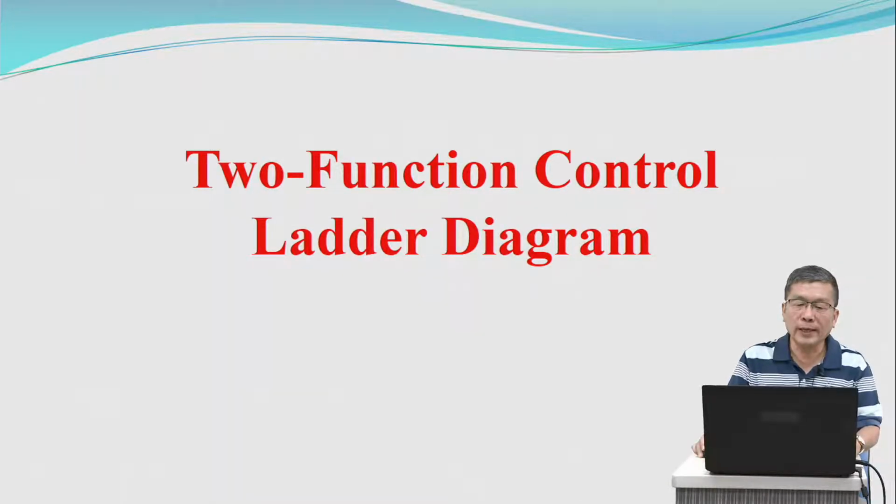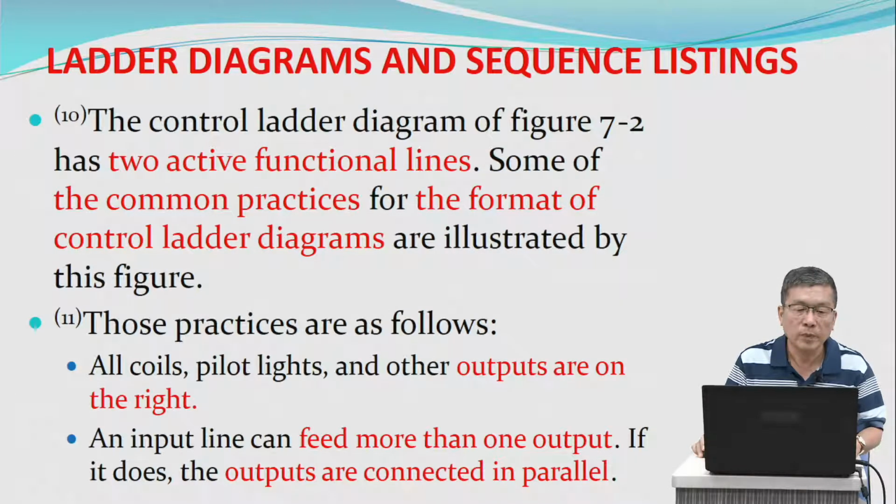Two-function control ladder diagram. The control ladder diagram of figure 7.2 has two active function lines. Some of the common practices for the format of control ladder diagrams are illustrated by this figure. Those practices are as follows.